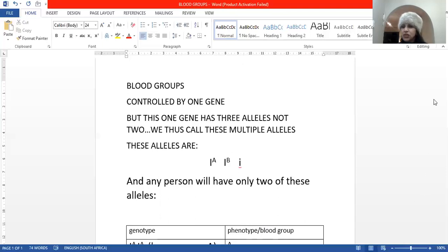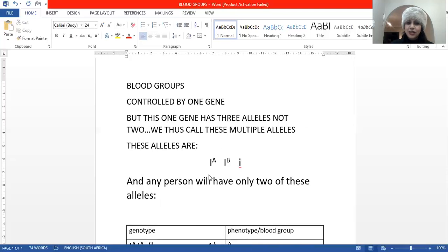So now let's just look at the possible genotypes and phenotypes, my dear children. Very importantly, there seems to be a little problem. Let's see if we can access this here. And if we cannot, then we will just do a recap of this here and then go on to looking at a particular problem.